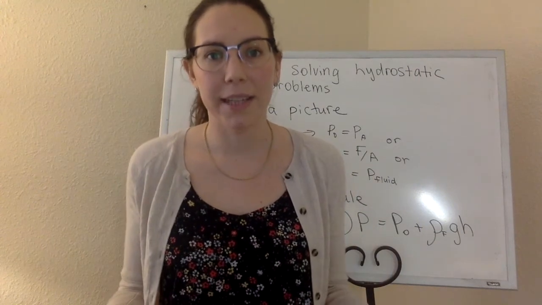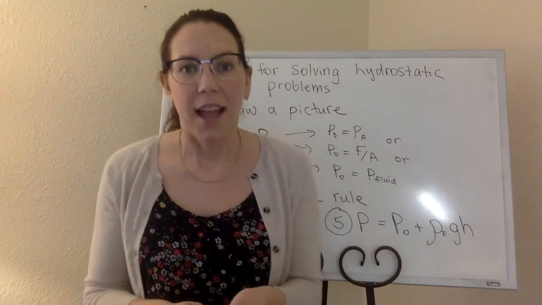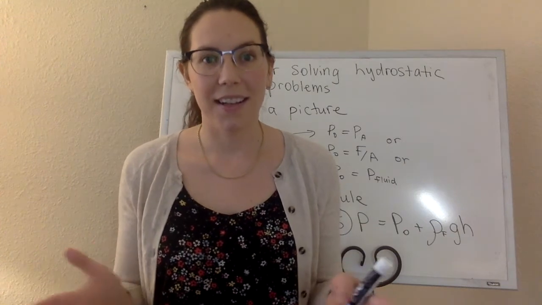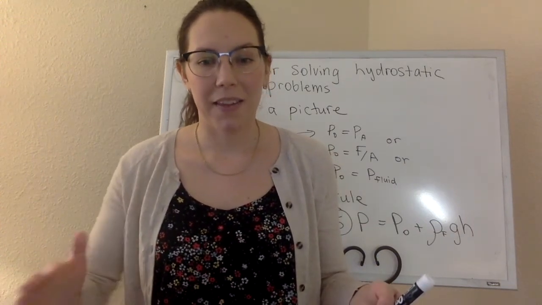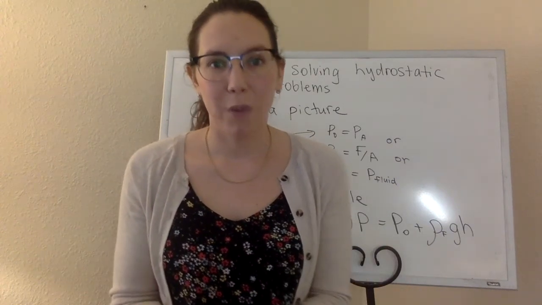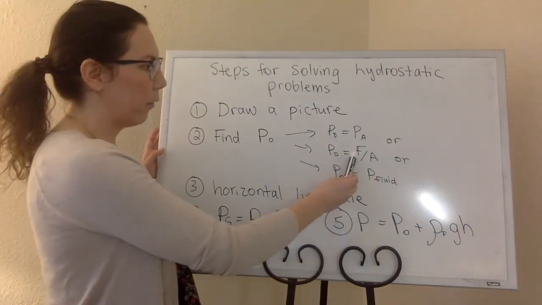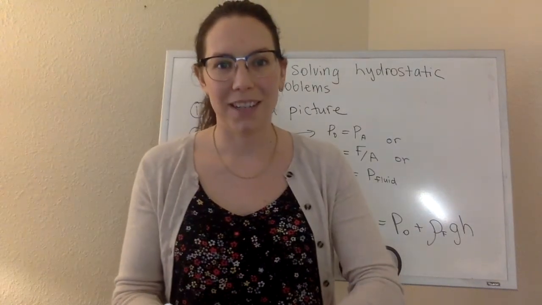Generally, there's three different cases here. One is that it's open to the atmosphere. And in that case, we know that P naught is atmospheric pressure. Another case could be that there's a surface on top or a weight, something that's exerting a force on the top of the fluid. In that case, we'll use the definition of pressure, force per unit area, in order to calculate the pressure at the top of the region.